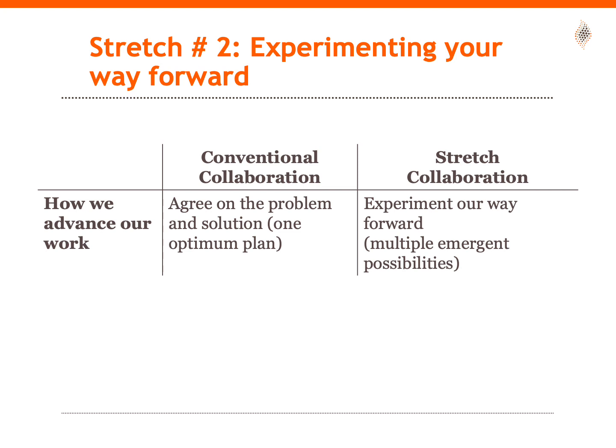So the second stretch is the ability to collaborate by experimenting your way forward. So this has to do with how we advance our work of addressing a complex problem. Typically, as I said, in conventional collaboration, we pull people together to get to agree on the problem and the solution. One optimum plan. So many social compacts and cross-sector agreements start here and don't go any further. And what stretch collaboration invites us into is to identify, after we understand the system, what are the small experiments.